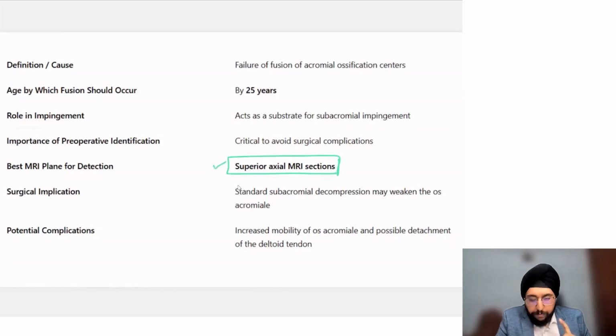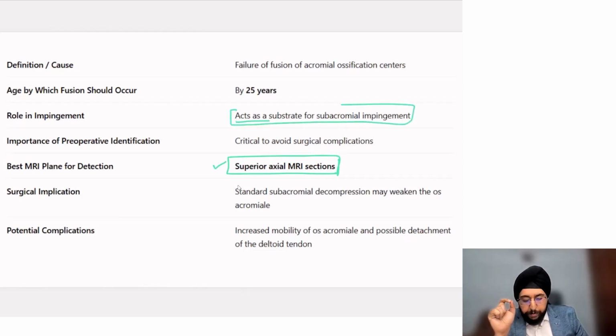It's very important first to see on the superior most axial MRI section. Why is this important? Why is the reporting of os acromiale important? Because it usually acts as a substrate for subacromial impingement.